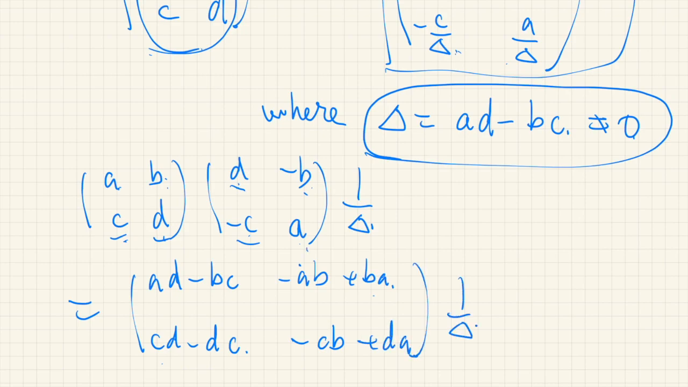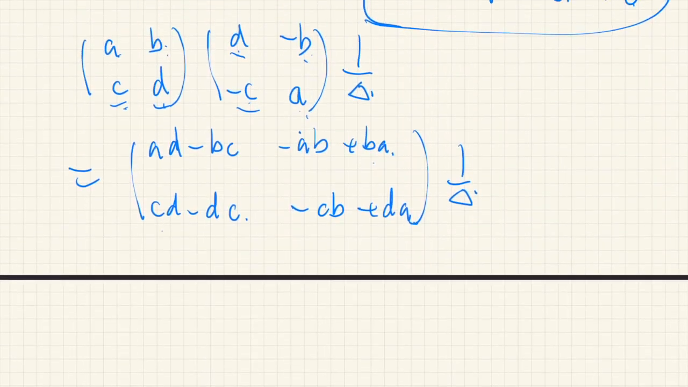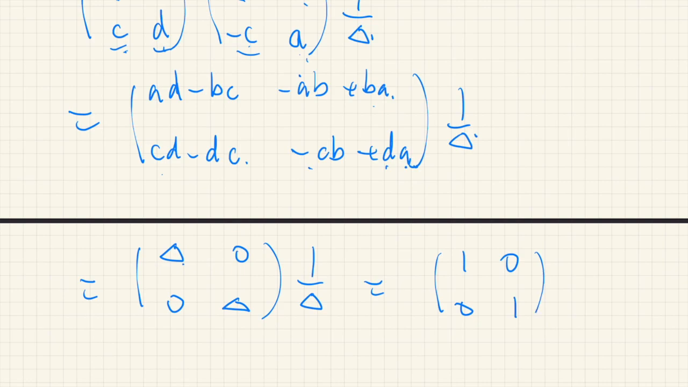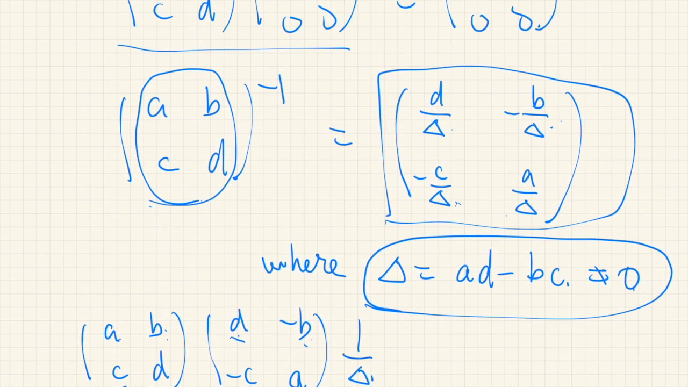Now, let's continue. So this is AD minus BC, that's delta, and this is 0, and this is AD minus BC. So it's delta, 1 over delta. So delta divided by delta is 1, and 0, 0, and this is also 1. So this is the identity matrix. Therefore, this matrix is the inverse matrix of this matrix, A, B, C, D.